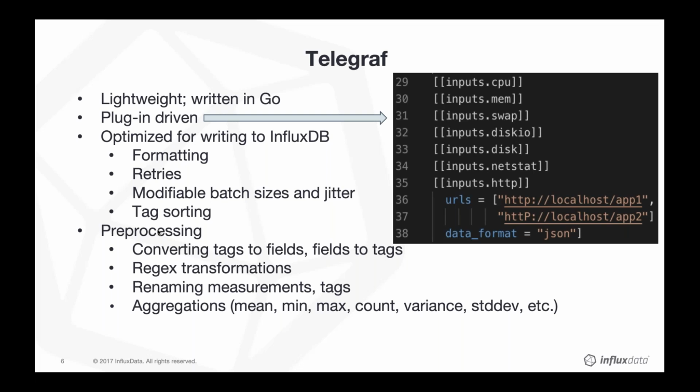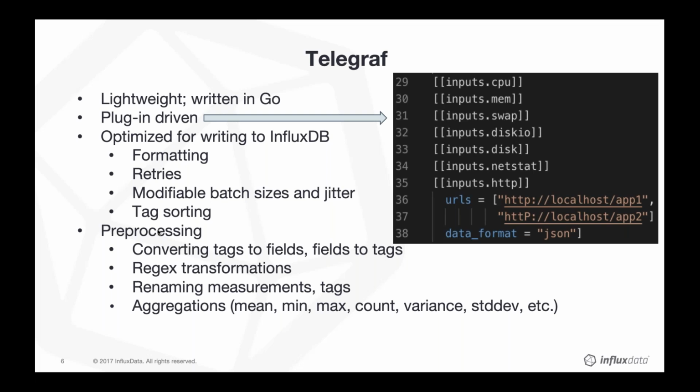Pre-processing is something that Telegraf also does, and this is not necessarily used by a lot of people. It may be just an education thing, but Telegraf is good at pre-processing at the edge. So converting tags to fields, fields to tags. If you're not familiar with those terms, you will be later. Regex transformations, glob transformations, renaming pretty much any object in Influx. Obviously, it doesn't rename data that's already in the database, but for future writes, it will.